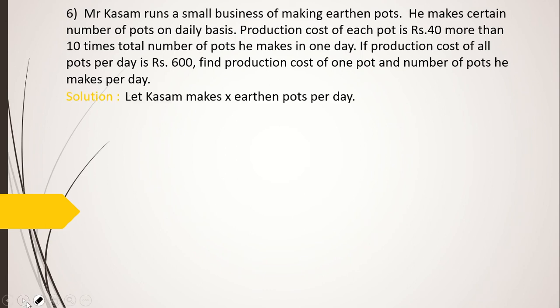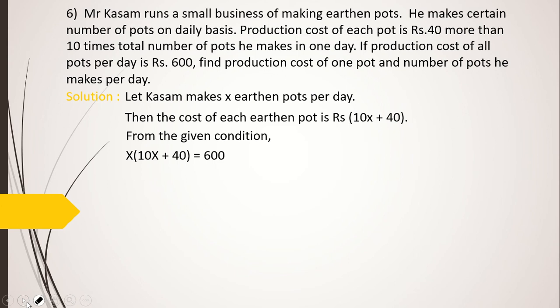So let Kasam make x earthen pots per day. Then the cost of each earthen pot is rupees 10x plus 40. From the given condition, we get x into 10x plus 40. Now multiply that x inside the bracket. What do we get? x into 10x is 10x square plus x into 40 is 40x, equal to 600. We bring that 600 this side, so we get minus 600.